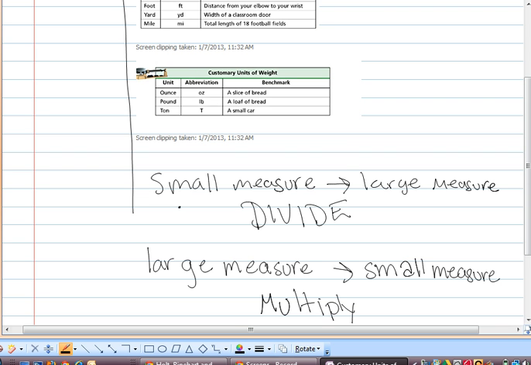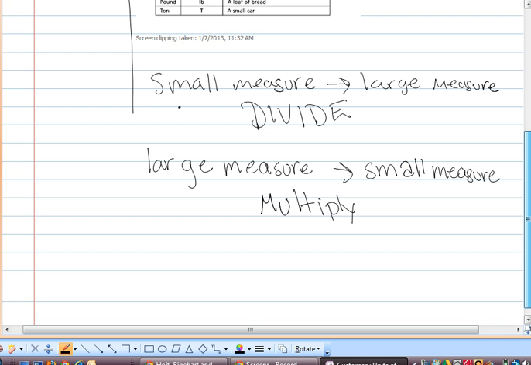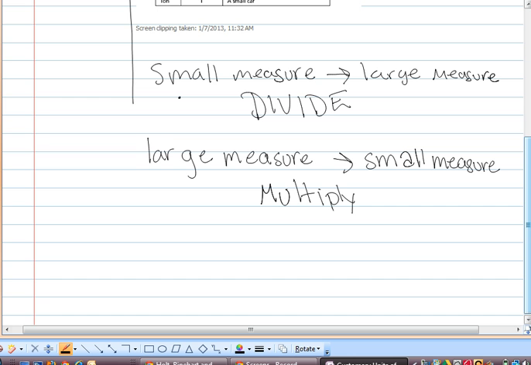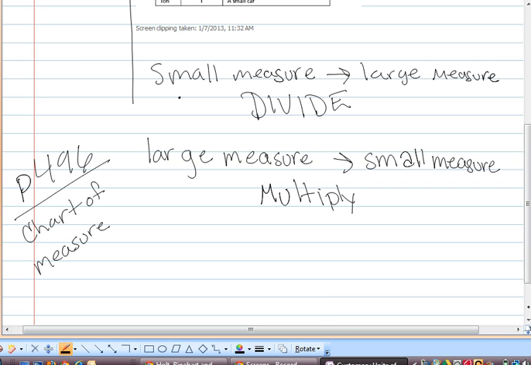Now, to know what to multiply, you're going to use your chart that you find on page 496 of your textbook. It has your chart of measures. And also in your own IAN on page 9 and 10, you have the STAAR chart that also has your measurements.